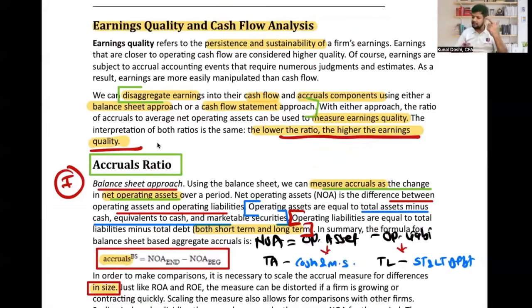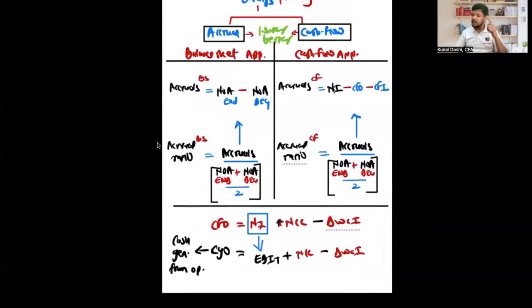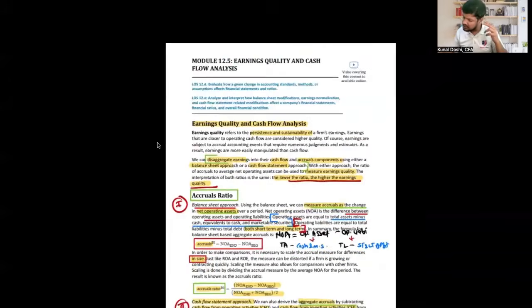Clear, everyone? This part, right? So we want lower. Lower means higher earnings quality. So we are basically measuring the earnings quality. And therefore, for both of these ratios, the lower it is, the better it is. Clear, everyone? Any doubt? Anyone in this case?